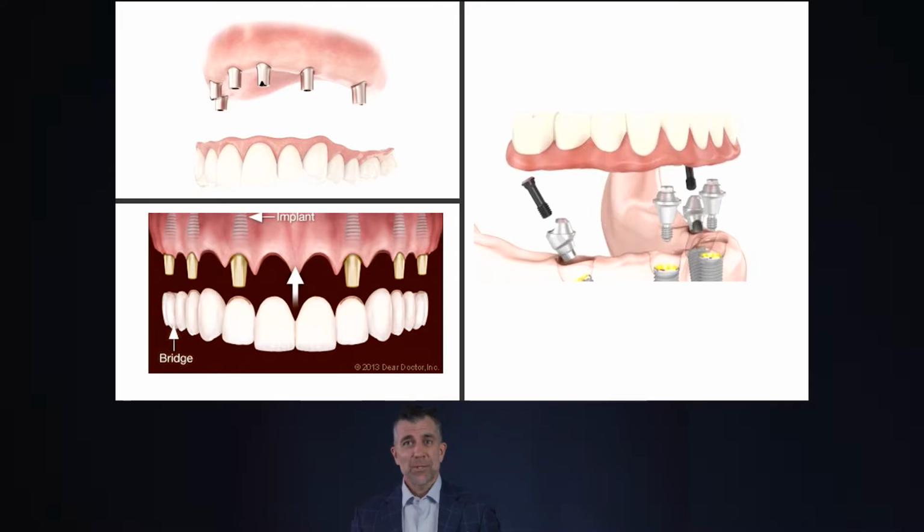There are several options at several different costs as far as that set of options is concerned. You have your Locator or Conus attachments, you've got your individual implant bridges, and you've got your much talked about, much researched, much utilized in dentistry, the All-on-4 concept. All of these are extremely viable options.